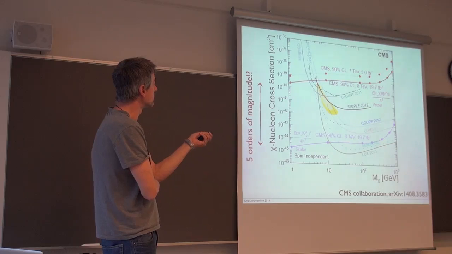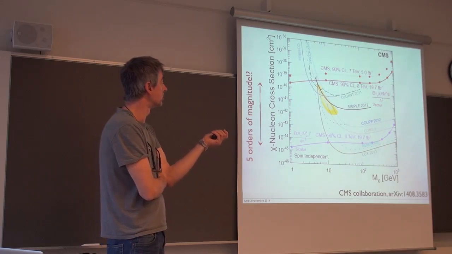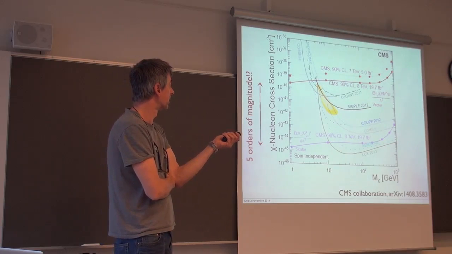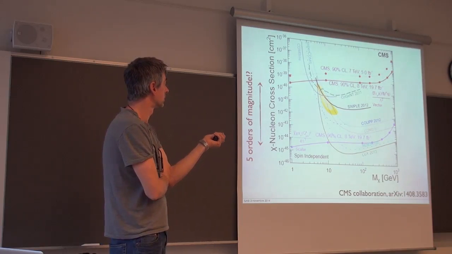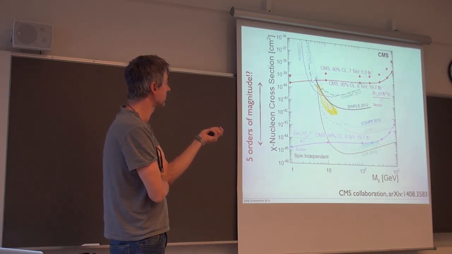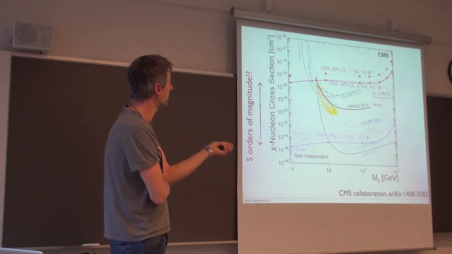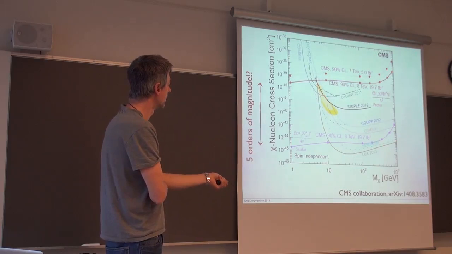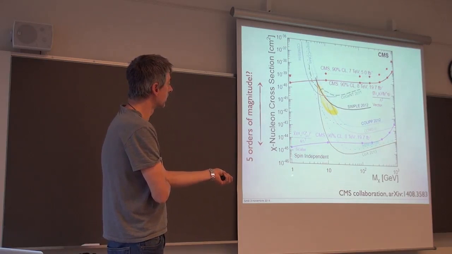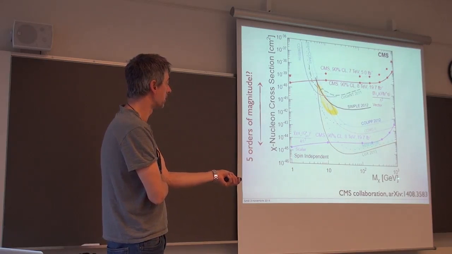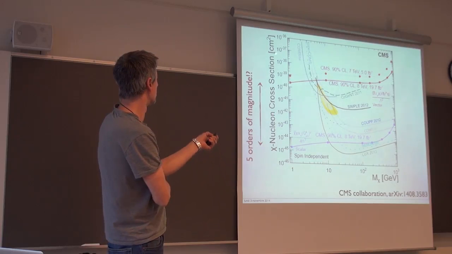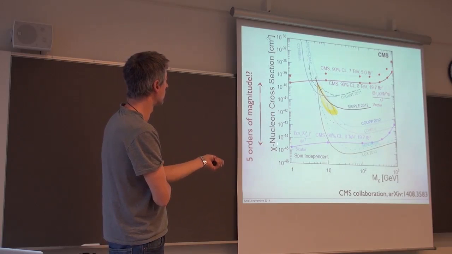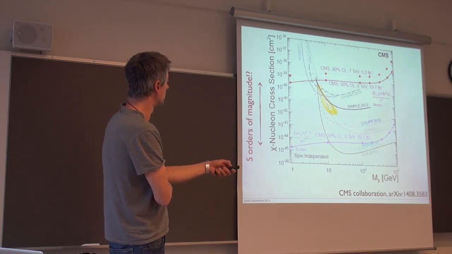Using these effective operators, you may compare the constraints you have from direct detection, which are shown here for a few experiments. Here is the latest one, LUX, 2013. And you constrain the properties of the dark matter in the mass versus cross-section on nucleon plane.